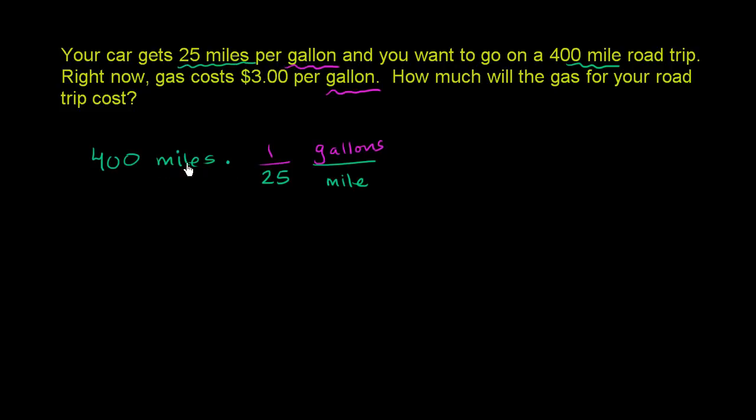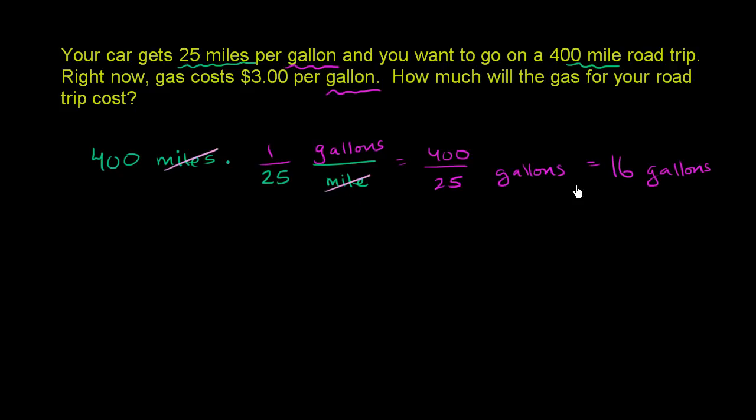Now, what do we get when we multiply these two things? The whole purpose was to figure out how many gallons we're going to use. Well, we see that our miles cancel out with miles, and then I have 400 times 1 over 25 gallons, which is the same thing as 400 divided by 25 gallons. So this is equal to 400 divided by 25, which is equal to 16 gallons.